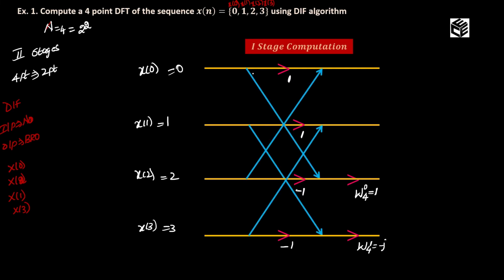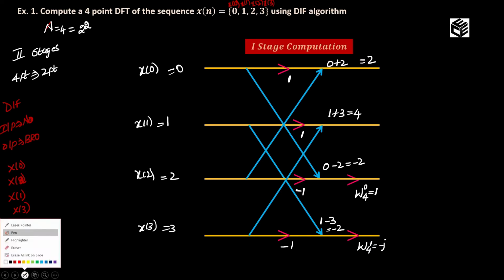I am going to find the output for the first line, which is 0 plus 2. So 0 plus 2, my answer is 2. And here it is 1, 1 plus 3. So 1 plus 3, my answer is 4. And here it is 0, 0 minus 2. 0 minus 2, my answer is minus 2. And here it is 1 minus 3. So 1 minus 3, my answer is minus 2.